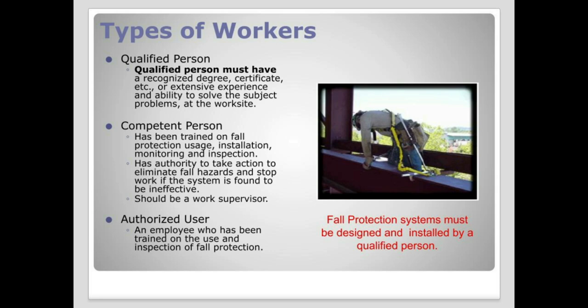Then there's a competent person. They have been trained on fall protection usage, installation, monitoring, and inspection, and have authority to take action to eliminate fall hazards, and stop work if the system is found to be ineffective. This should be a work supervisor. Next up, the authorized user, an employee who has been trained on the use and inspection of fall protection. Fall protection systems must be designed and installed by a qualified person.